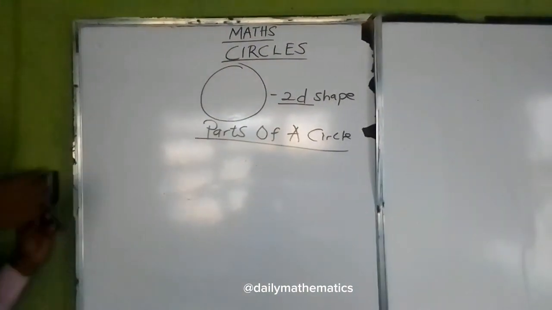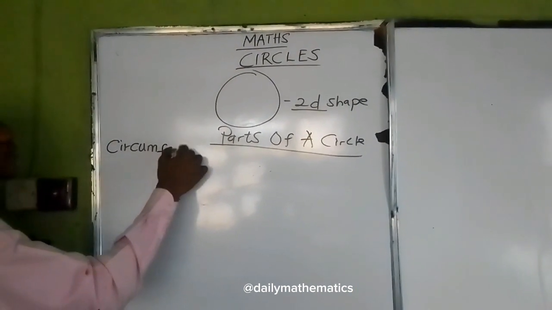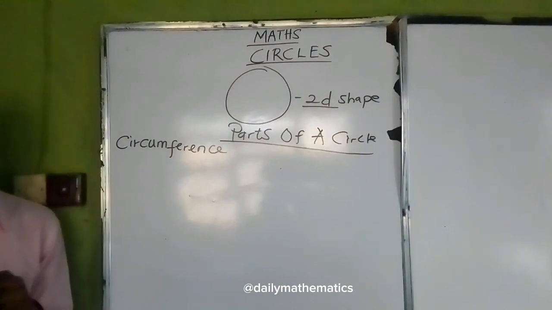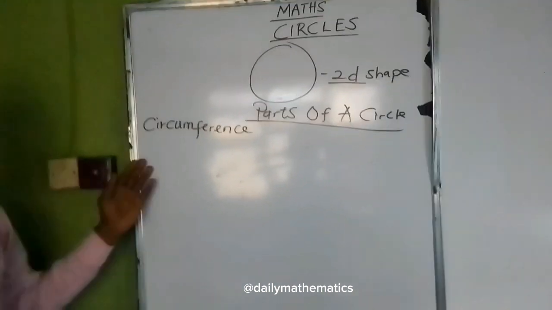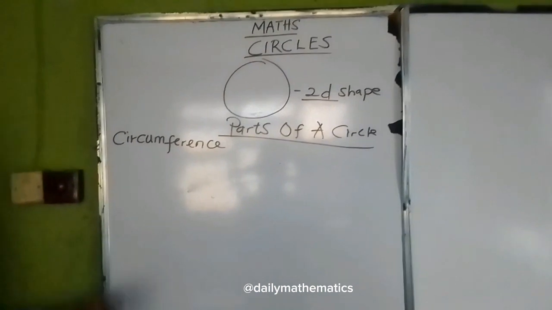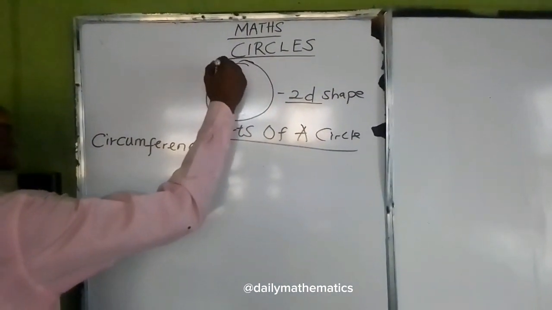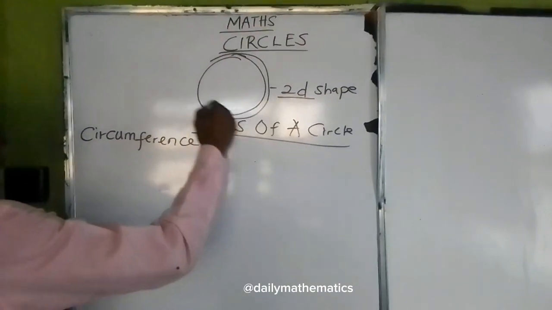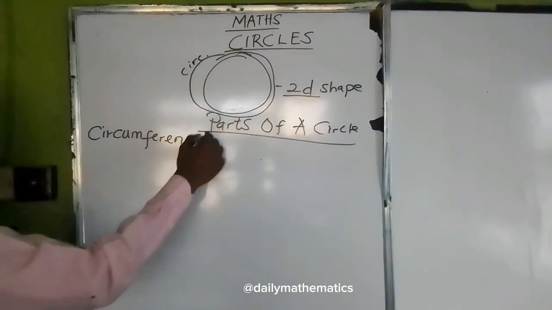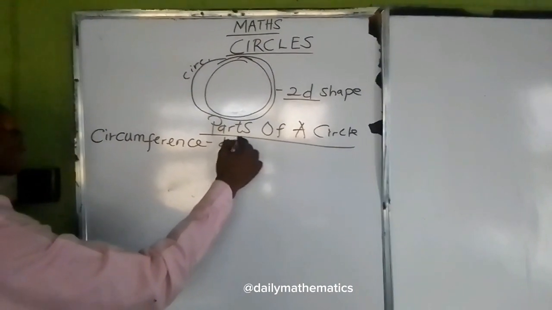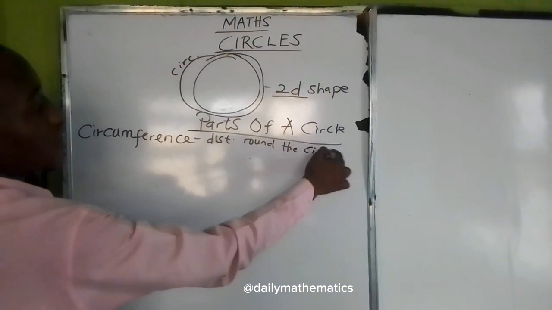The first part of a circle we're going to be looking at is the circumference. And what is the circumference of a circle? It is the distance around the circle. So if you have a circle here, the distance around the circle is called the circumference.